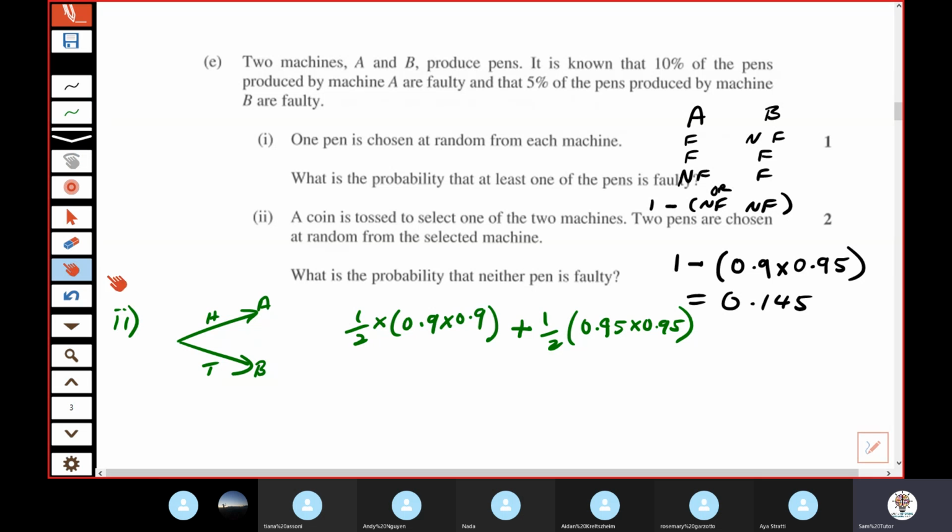Do we understand my logic there? Maybe do we even agree with my answer? Andy, let's check, since you're looking like you're good with probability. You agree? Yeah. That's good.